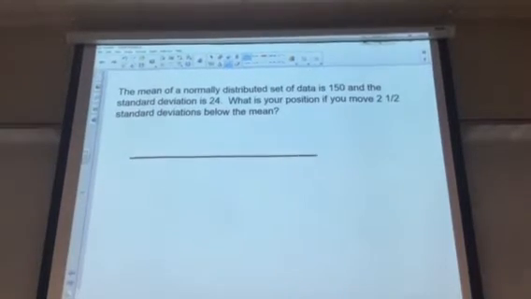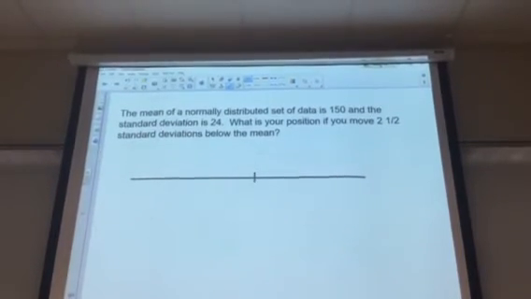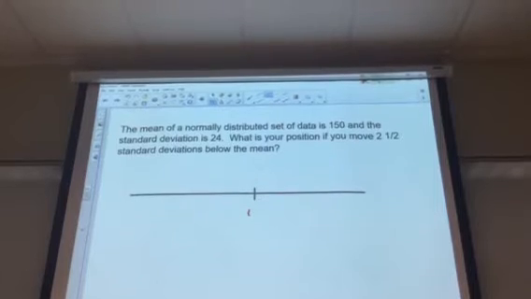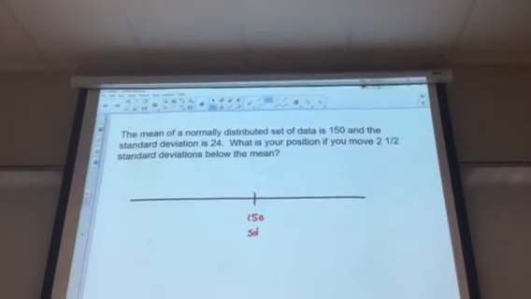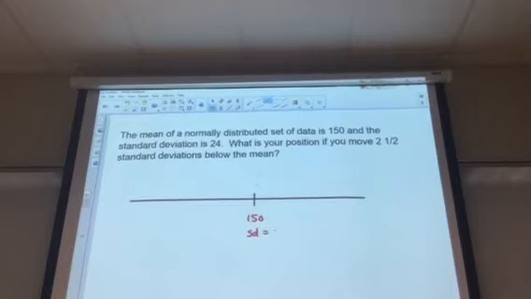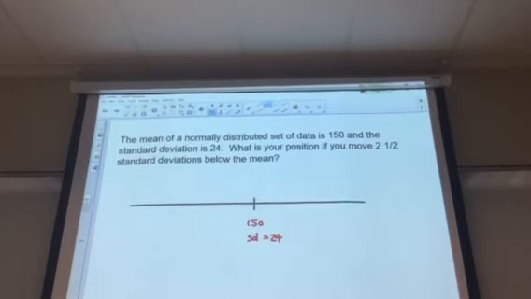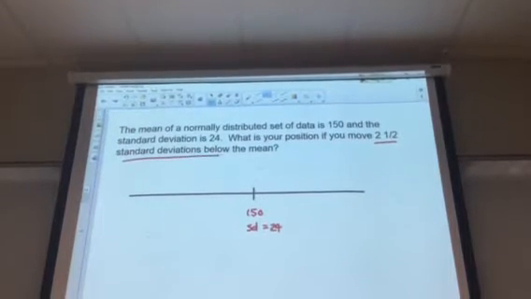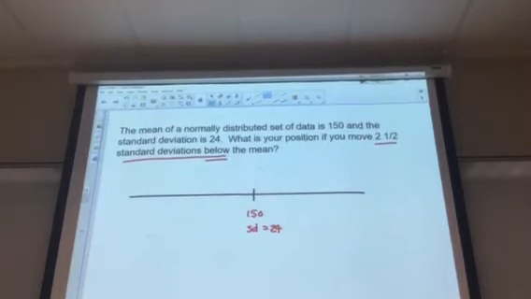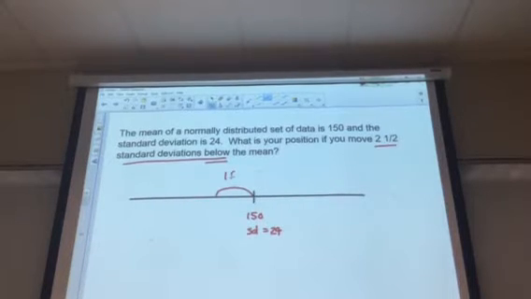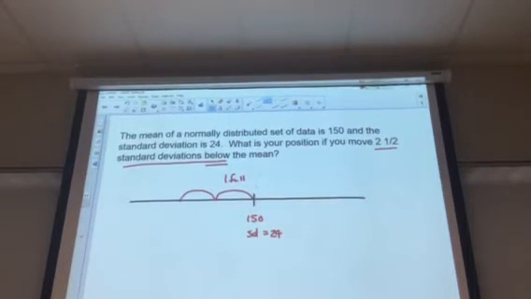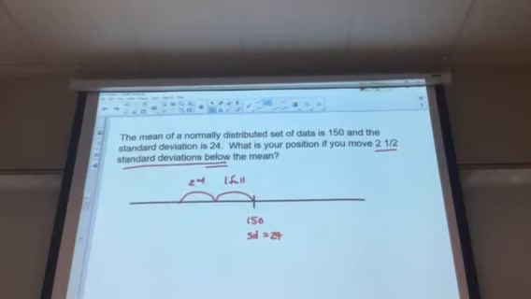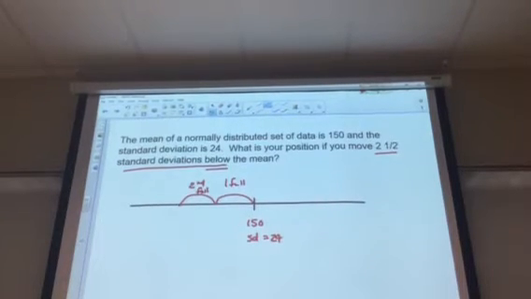From a pictorial standpoint, the center of your universe on this problem is at 150, and standard deviation steps are still 24. And you've been told to move 2.5 standard deviations below the mean. So one full step, a second full step, and now a half a step.